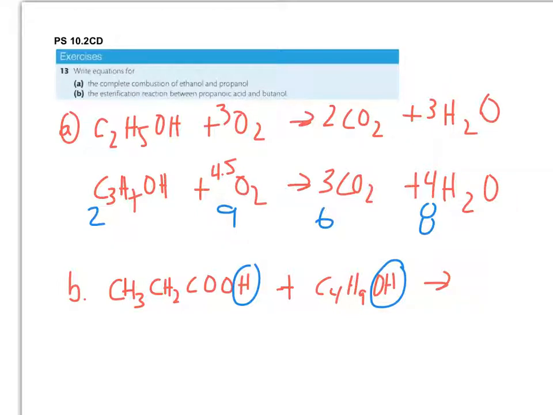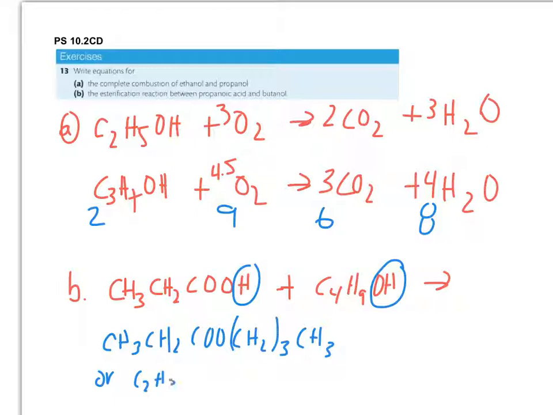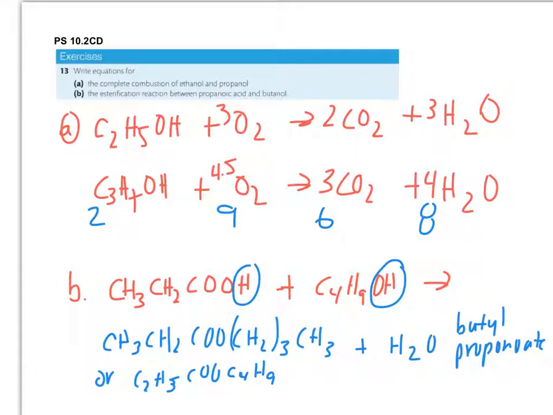So I can write the CH3, CH2, COO, CH2 3 times, CH3, I can write it like that. Or I could go ahead and write the whole thing combined to C2H5COOC4H9. Either one is fine. I think the first one's a little easier to see what you have there, but you're going to end up with that plus water. It's a dehydration reaction. And as far as what you would name this, you name the alcohol first, and that becomes butyl instead of butanol. And then the propanoic acid becomes propanoate. So that would be the ester I've produced, is butyl propanoate, and either of these structural formulas works for that.